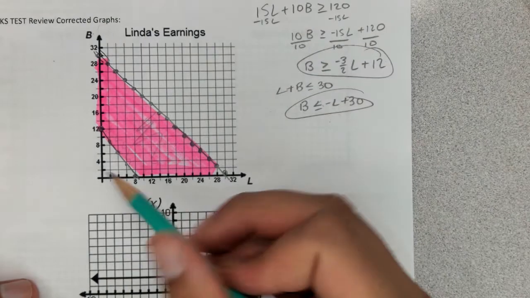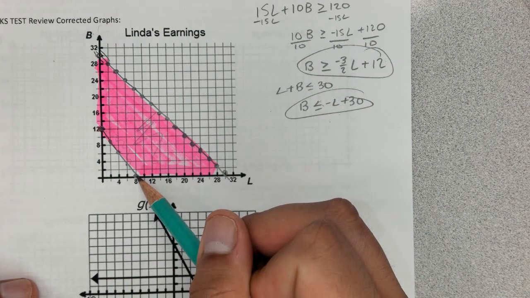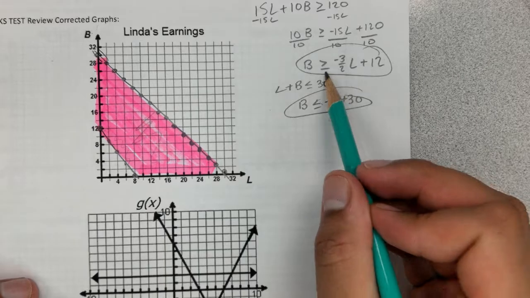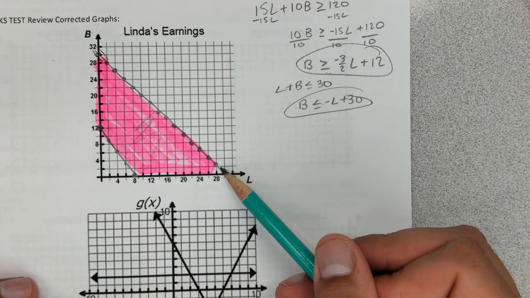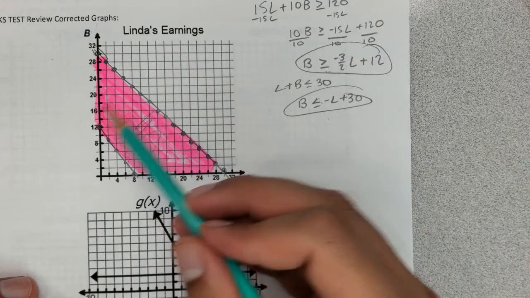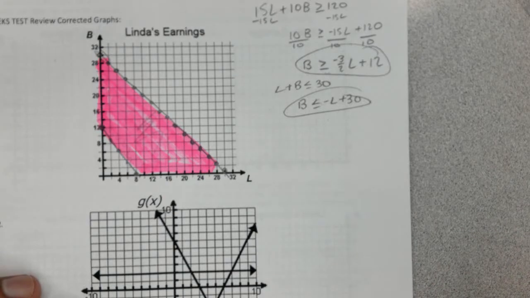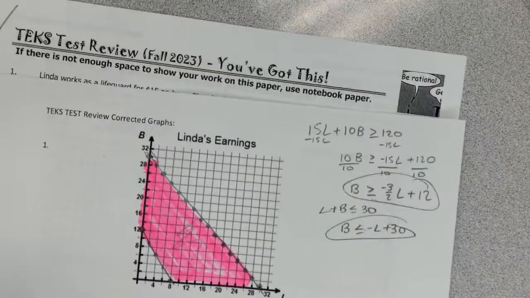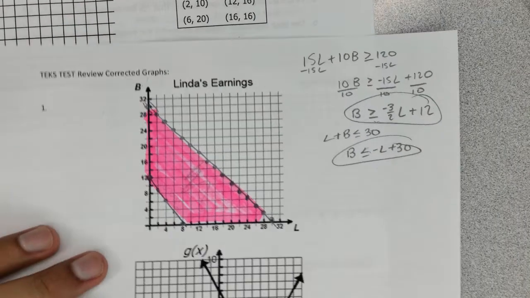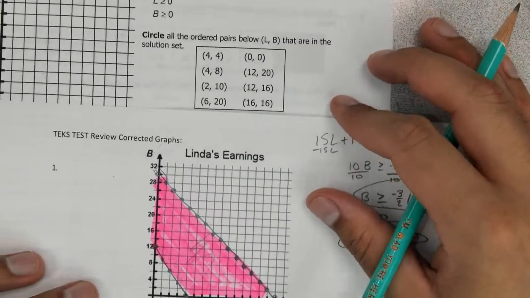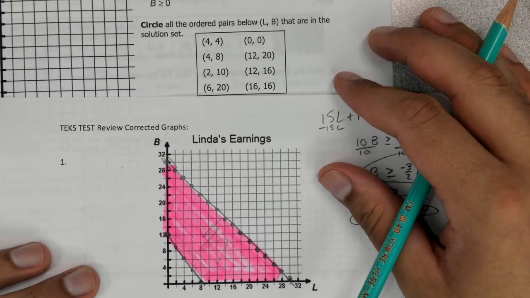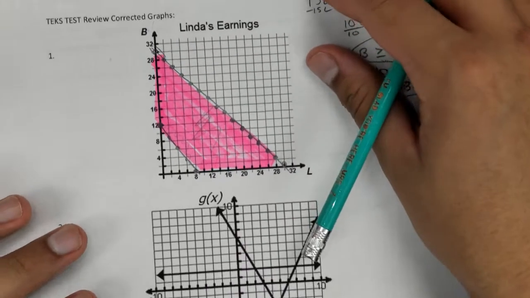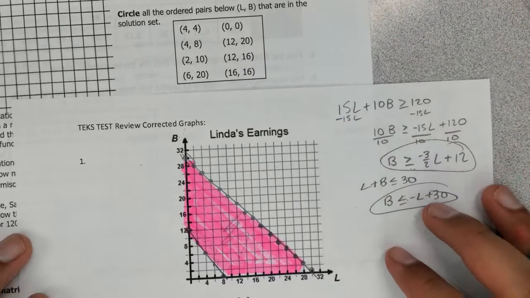Again, this line said greater than or equal to, so we shaded everything above. For this one, it's less than or equal to, so we shade everything below. And this region is where both shaded areas would meet. Now it says circle all ordered pairs below that are in the solution set. So let's see which one of those ordered pairs are part of the solutions.